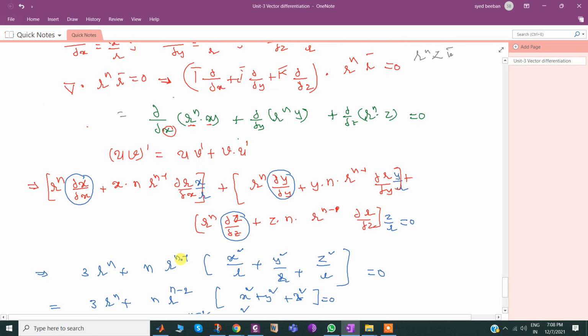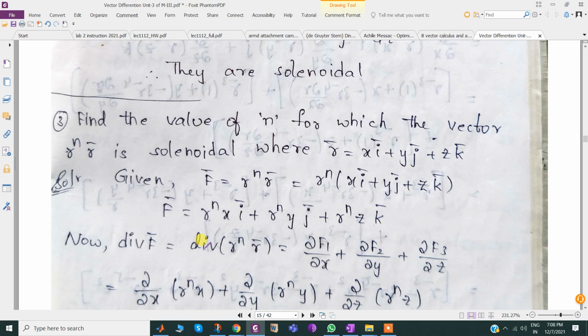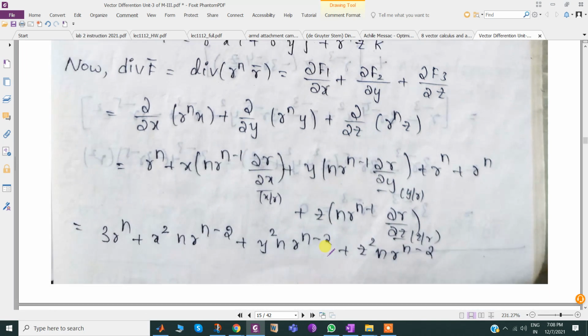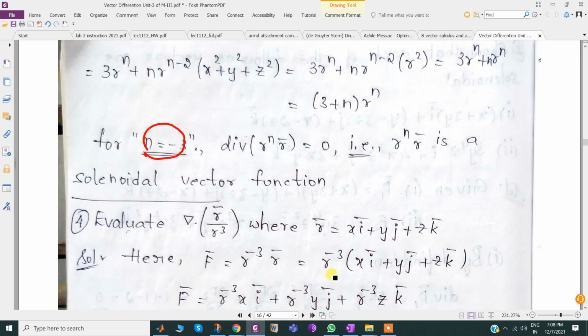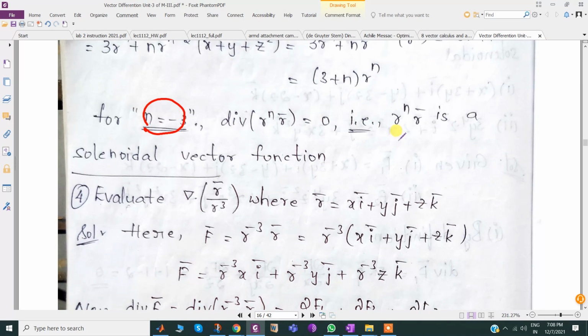For n equal to minus 3 only, that will be solenoidal. So this is for what value of n this will be solenoidal. So we proved that it is solenoidal only for that particular value. Similarly, you may write the rest, r^n times 1 by r also you may write, no issues.